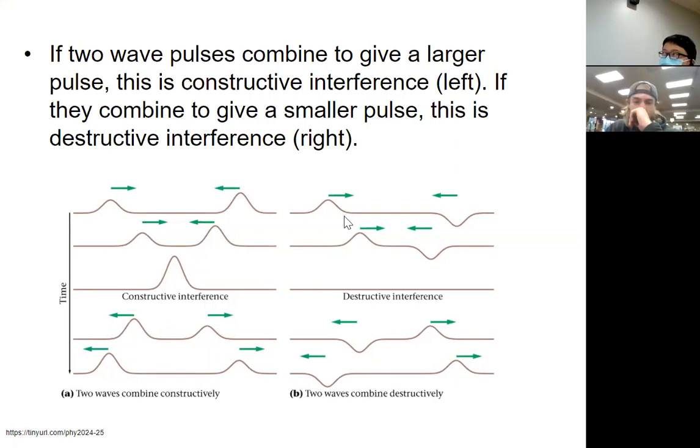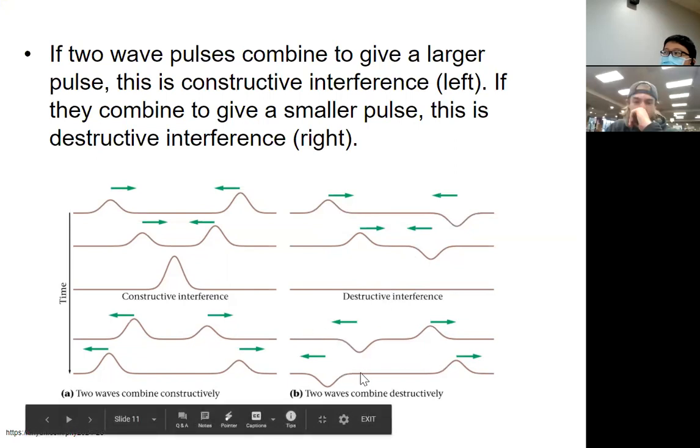Similarly here, if you have a peak and a valley. This we call a valley here. If they meet, then they cancel out. However, after they meet, they will just continue to propagate, just as if they never met before, in that sense.